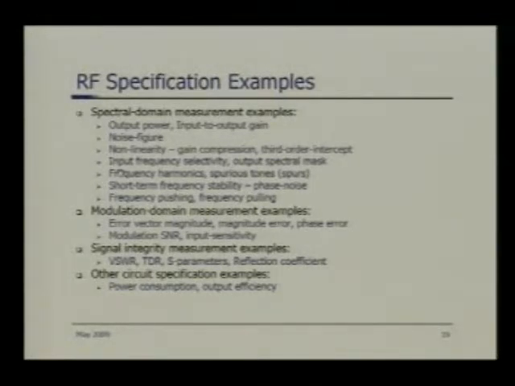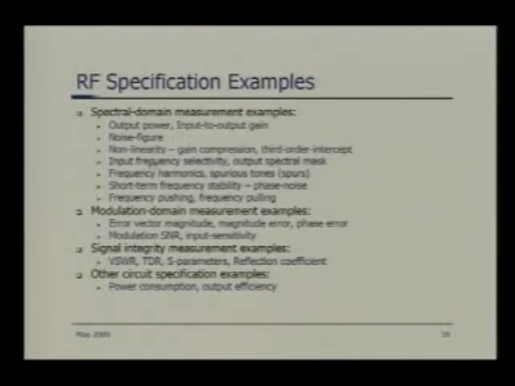Next is the input frequency selectivity. Suppose I have some amplifier meant for a GSM application, which is centered around 1.9 gigahertz, for example. It should not work at 2 gigahertz, it should not work at 1.7 gigahertz. So we are talking about a selective range of frequency for operation. Suppose I have a signal applied at 2 gigahertz. Is the DUT able to reject the signal? DUT meaning device under test. That will be given by the frequency selectivity specification.